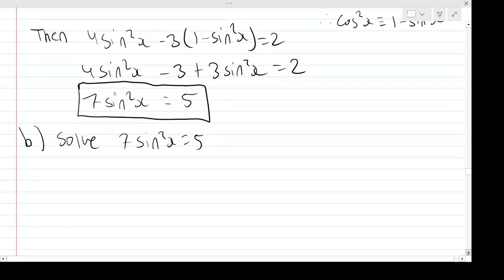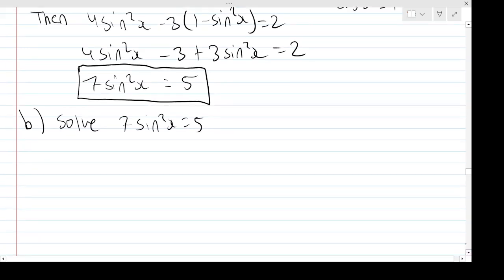Now, we need to solve for sine x. So let's get rid of this 7 firstly. Divide by 7. So sine squared x is 5 over 7. Now we have sine squared x, so we need to square root both sides. So sine x is going to be plus or minus root 5 over 7. If you square root both sides, you need to do plus or minus.